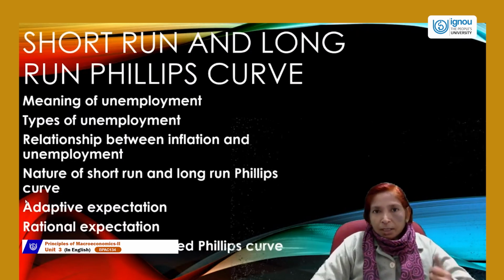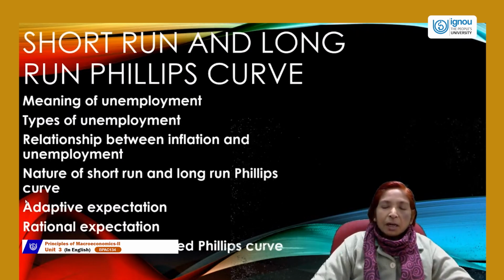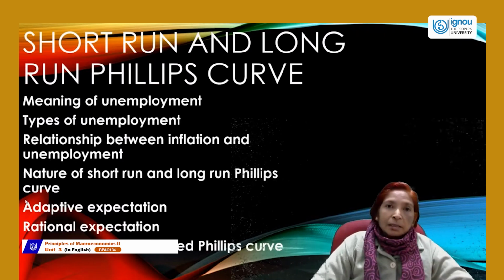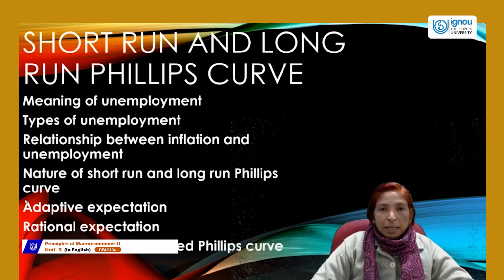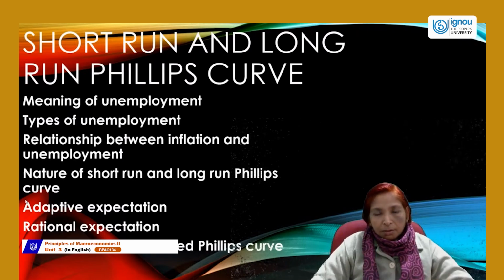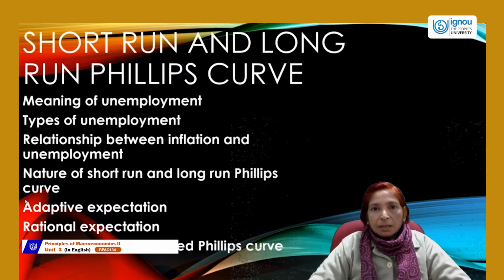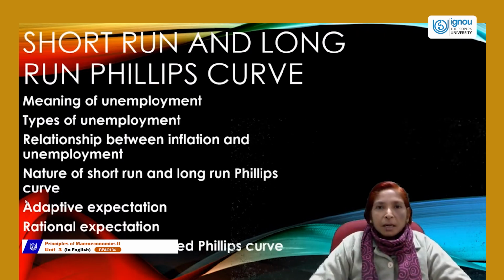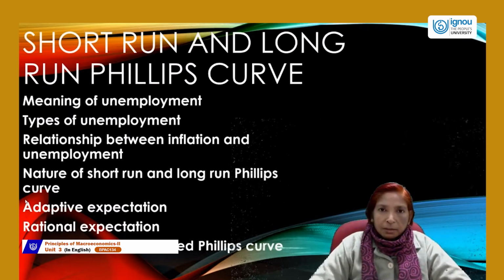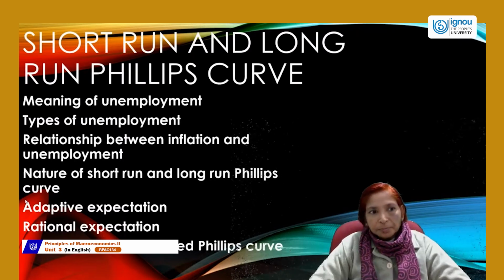So the question is whether this inverse relationship between unemployment and wage inflation exists only in the short run, or in the long run, or in both periods. How can we explain the trade-off between wage inflation and unemployment in the short run and in the long run?